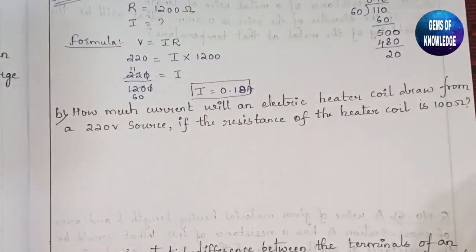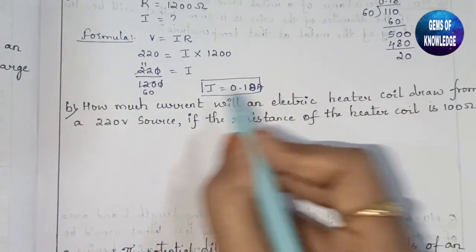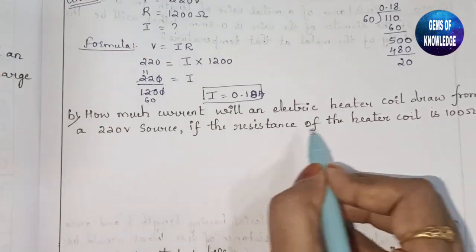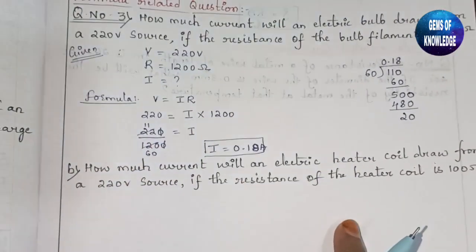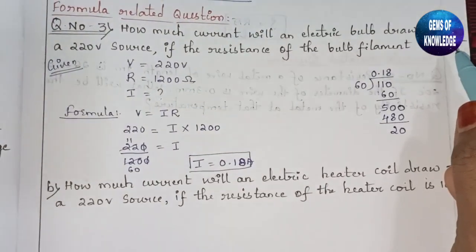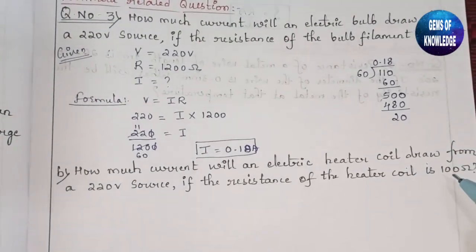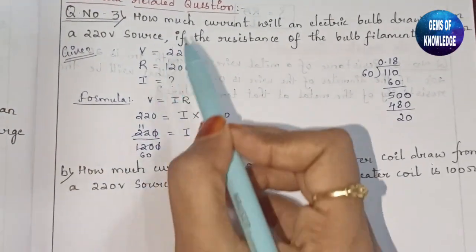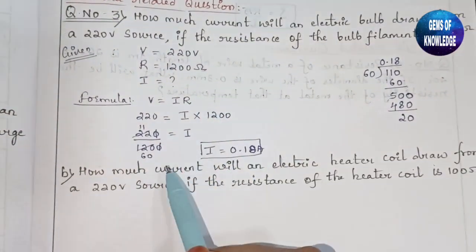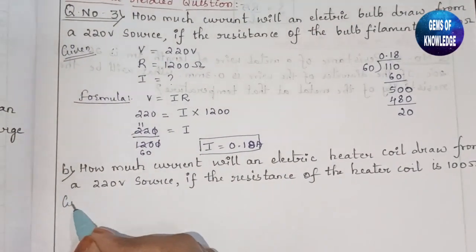Next question: how much current will an electric heater coil draw from a 220 volt source if the resistance of the heater coil is 100 ohms? Same question, only the numbers are different. Here 1200 ohms was given, here 100 ohms is given. The source value is the same, 220 volt, and you have to find the current. Only the number is changed. So again the same thing: what is given?